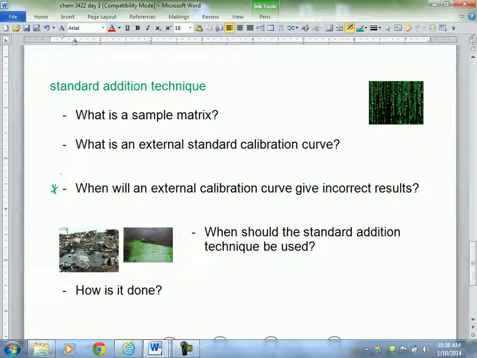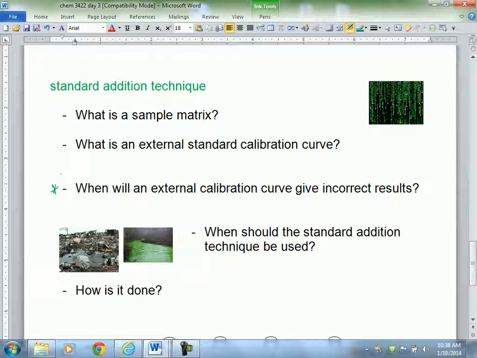The reason why this stuff is working so nicely, and everything in your life has been working so nicely up to this point, is this has been our solvent. Nice, pure water or nice, pure ethanol or whatever. Now your matrix is going to be, I don't know, that. What the hell is this, right?